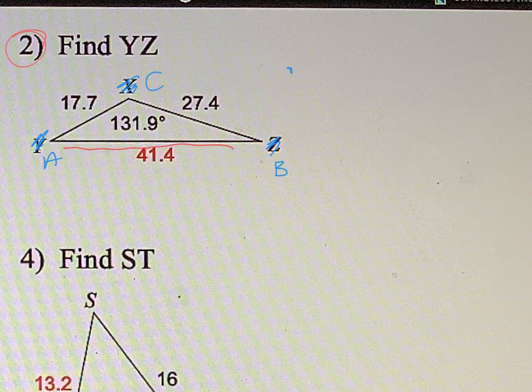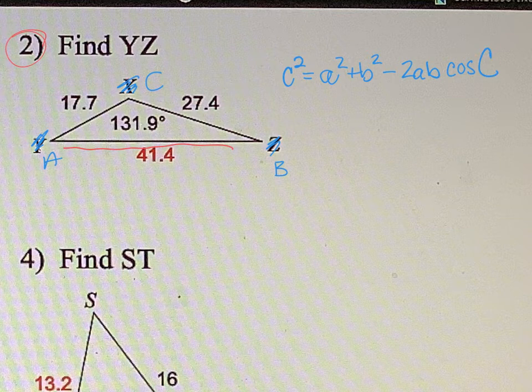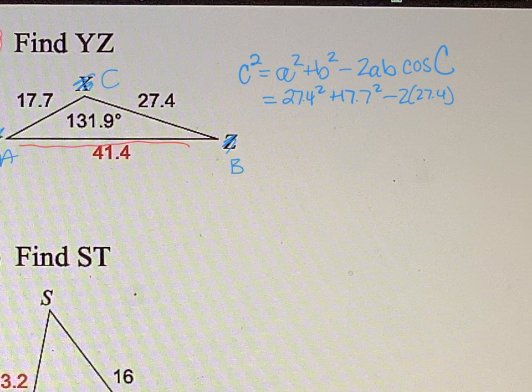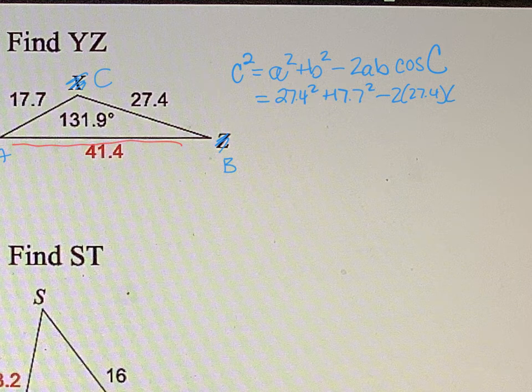So that means we're going to use C squared equals A squared plus B squared minus 2AB cosine C. Okay, so then that means we're going to have 27.4 squared plus 17.7 squared minus 2 times 27.4 times 17.7 times cosine of 131.9.